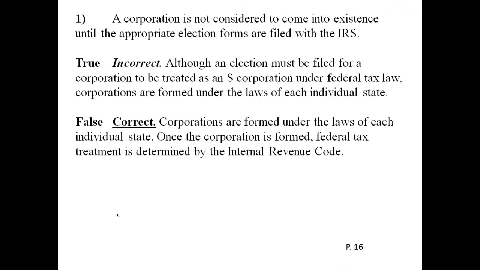If you answered true, that is incorrect. Although an election must be filed for a corporation to be treated as an S corporation under federal law, or for an LLC to elect to be treated as a corporation under federal law, corporations are formed under the laws of each individual state. A corporation is a state creation. If you answered false, that is correct. Corporations are formed under the laws of each individual state, and there are rules for federal tax treatment under the Internal Revenue Code.